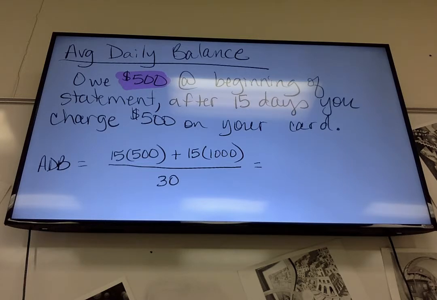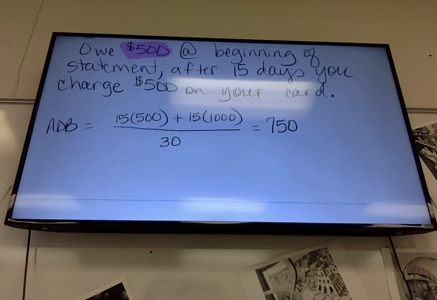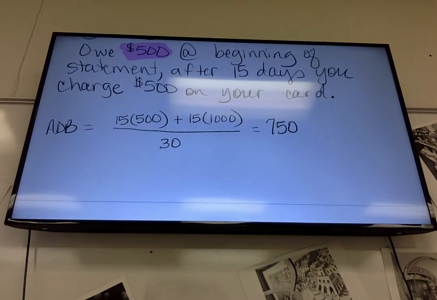Alexandria, what'd you get? 750 is right. Now, if you're not sure, if you can't get that, let me show you how it's typed into the calculator. Right there it is. If you're going to type it in all at once, that's how you have to do it. If you don't put those parentheses around the top and you divide by 30, you'll get a totally different answer. So the average daily balance for that is 750.